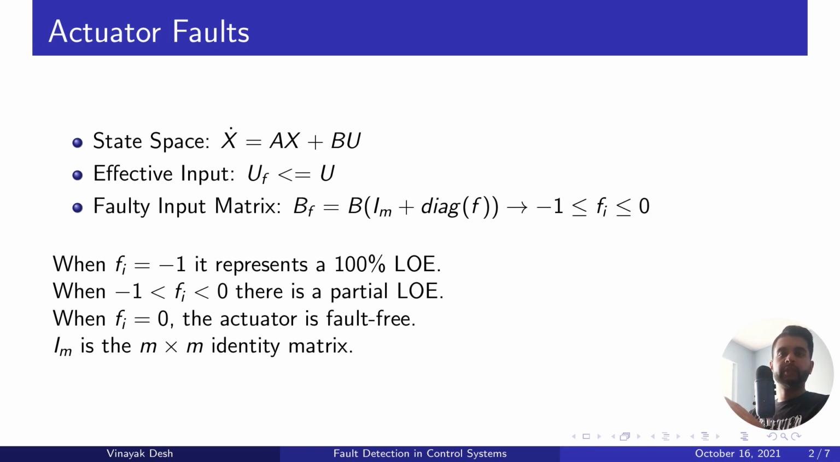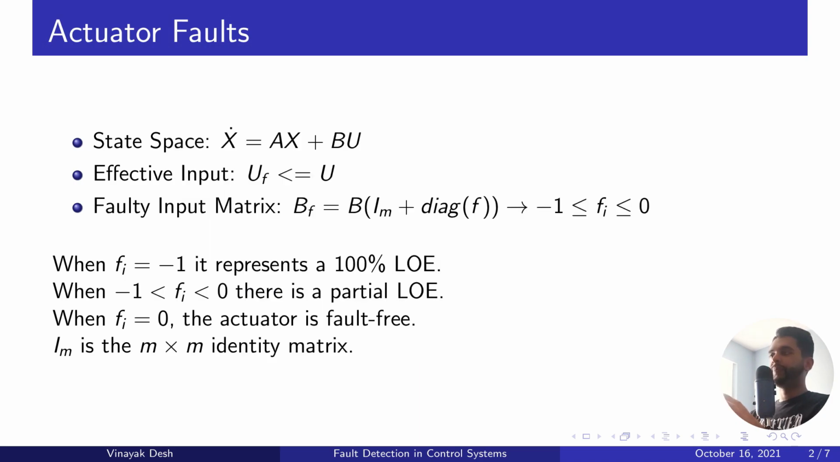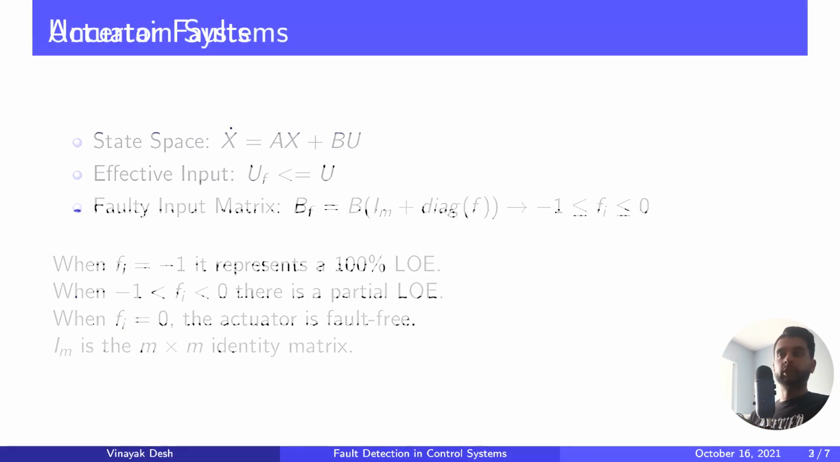If you look at state space in the videos I've done before, M is the number of inputs, N is the number of states, and then P is the number of outputs. So for now, we need M for M inputs.